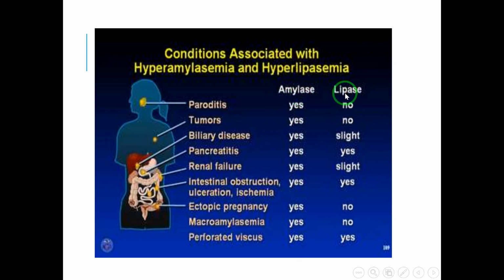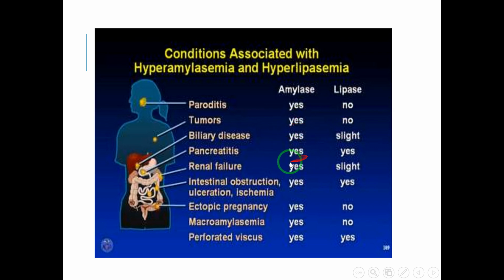Since lipase is not found in the salivary gland and is found in the pancreas, in case of inflammation of the salivary gland, parotitis, the amylase will increase because the salivary isoenzyme will be released, but because it contains no lipase, the lipase will not increase. In case of a tumor, also lipase will not increase, only the amylase. In case of biliary disease, mainly the amylase.